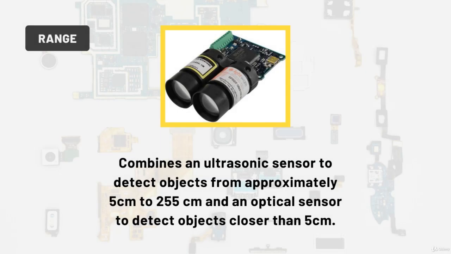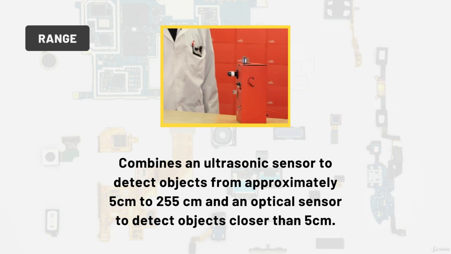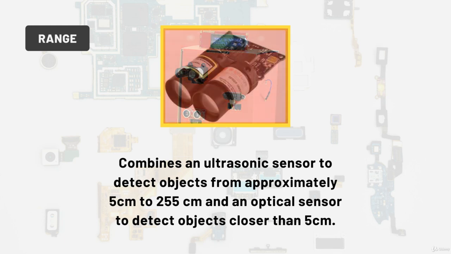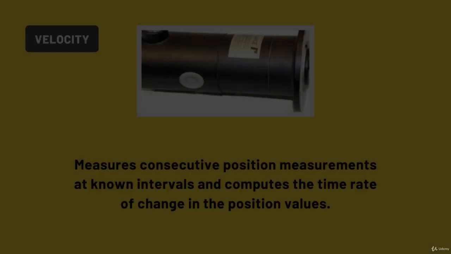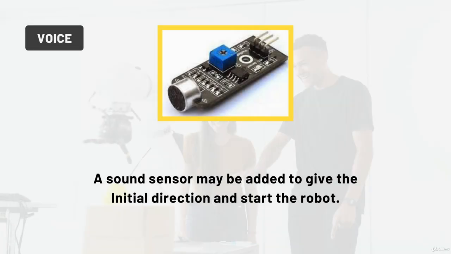The range sensor combines an ultrasonic sensor to detect objects from approximately 5 to 255 cm and an optical sensor to detect objects closer than 5 cm. Next is a velocity sensor. A velocity or speed sensor measures consecutive position measurements at known intervals and computes the time rate of change in the position values. And last but not the least, voice or sound sensor.